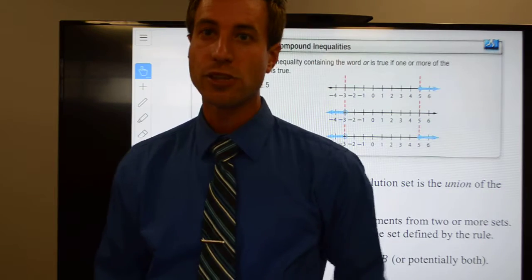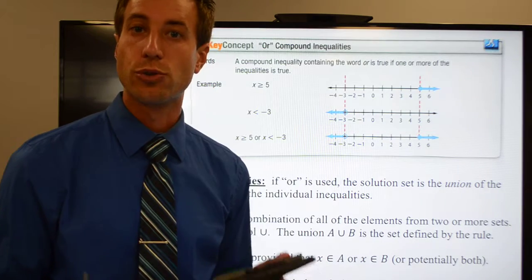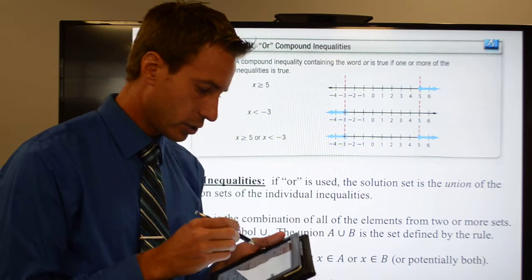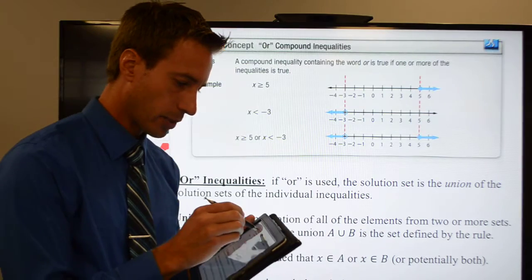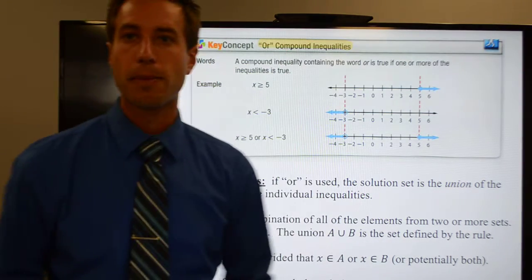Okay, welcome to this page of the notes. What we're going to do here on this page is get an introduction now to the OR compound inequalities. Right here, let me highlight it for you. That's exactly what this box says, OR compound inequalities. So let's go ahead and talk about what this means.